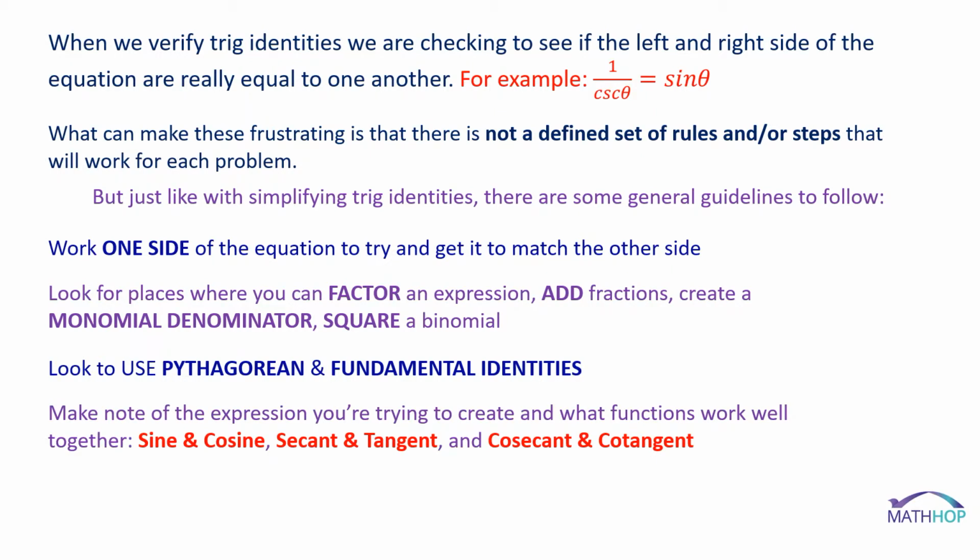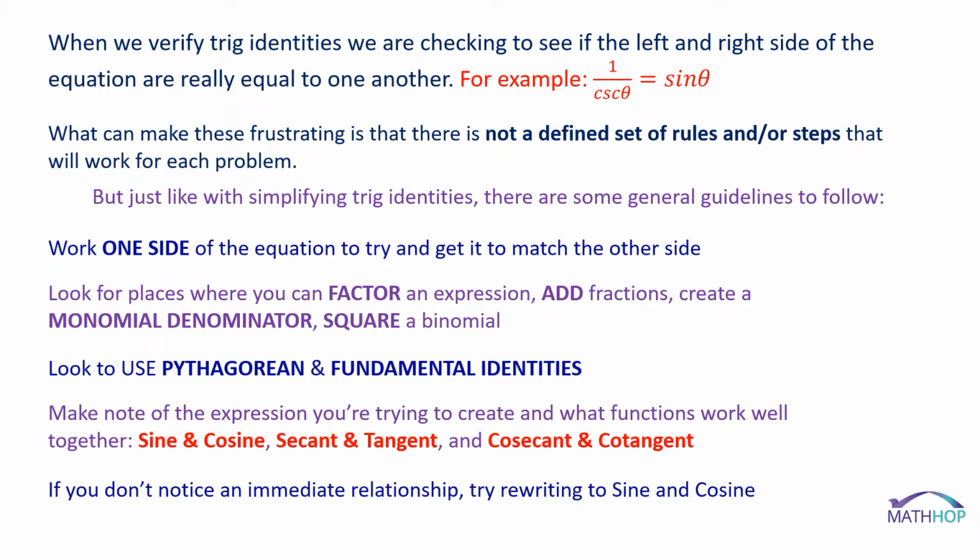Make note of what you're trying to create. So say you're working the left side. You're manipulating the left side to match the right side. Make note of what's on the right side because you want to say, all right, I have to create that expression. What functions will work well together to get me there? Remember, sine and cosine work well together, secant and tangent, and cosecant and cotangent work well together. You have to know what you're trying to create before you really start manipulating things. And if all else fails, like before, if you don't see an immediate relationship, try rewriting everything in terms of sine and cosine, and you will likely find a relationship form.